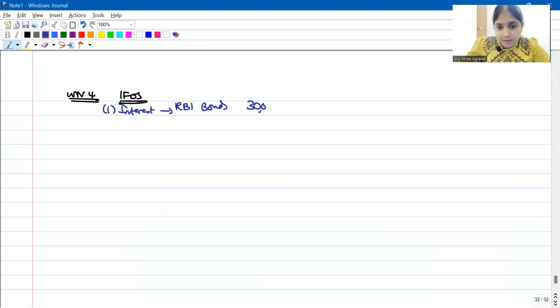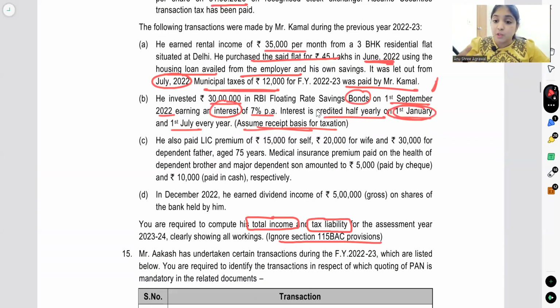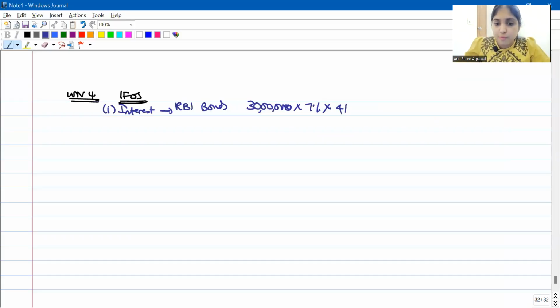30 lakh rupees I invested. Carrying how much interest rate? 7% interest rate. For how many months would I have received in January? September, October, November, December, only for 4 months. They are saying half yearly interest, but I made the investment only in September. So September to January, only 4 months' interest I'm going to be getting, and that's going to be 70,000. 70,000 is our interest from bonds.